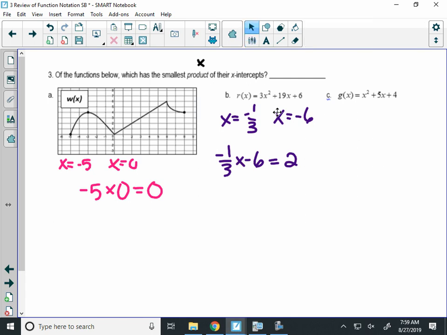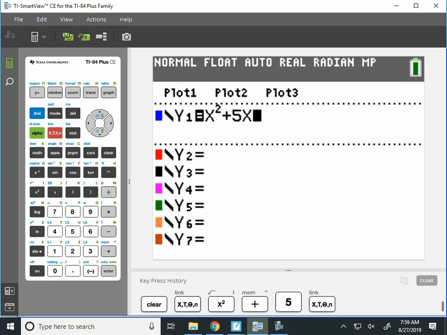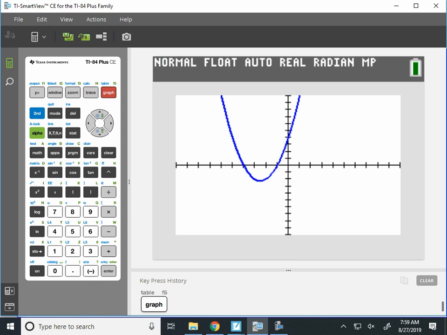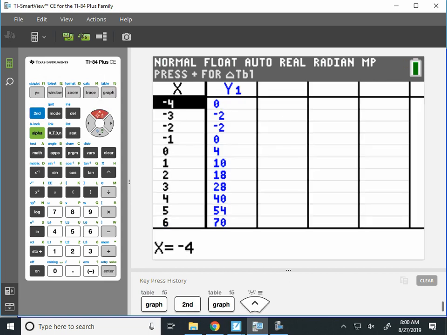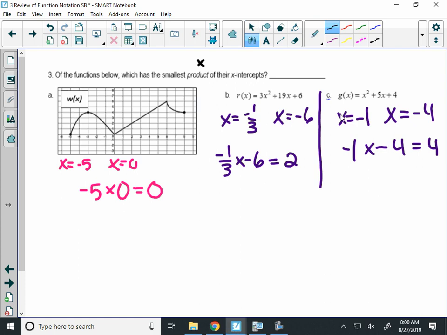Last graph, x squared plus 5x plus 4. And I think we can see here that that's at negative 1 and negative 4. Let's double check on the table. Yep, negative 1 and negative 4 both have y's of 0. So negative 1 times negative 4 is positive 4. So the graph that has the smallest product is W of x, because that has a product of 0.